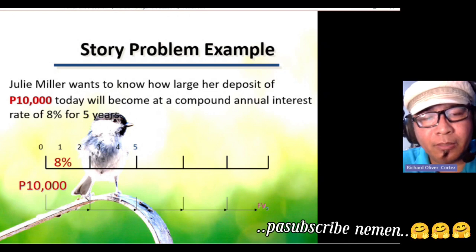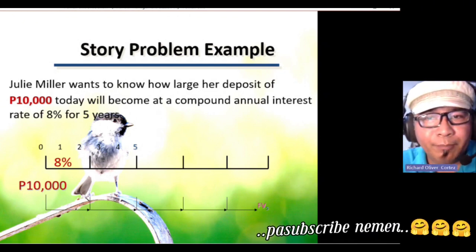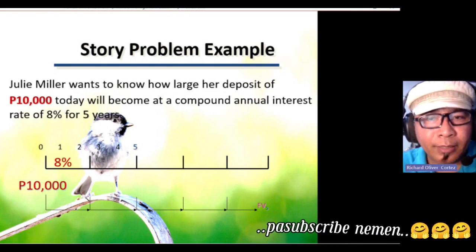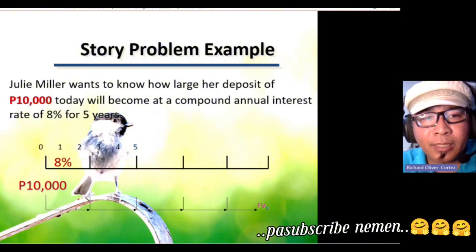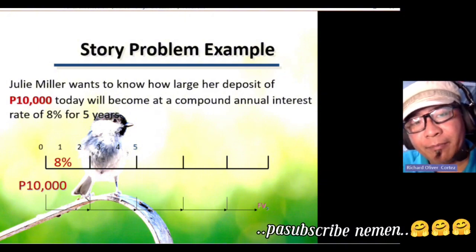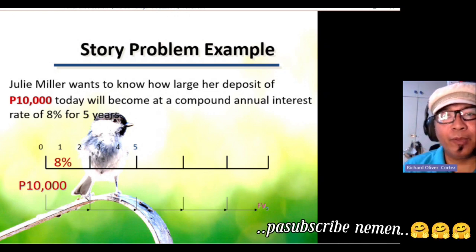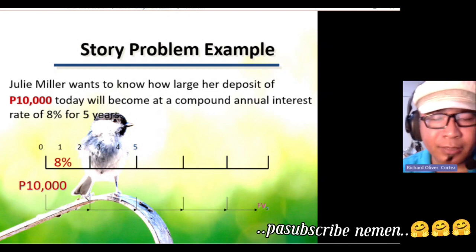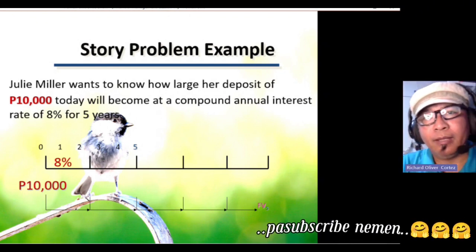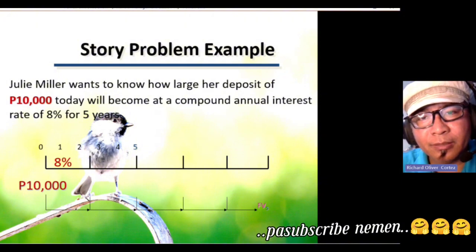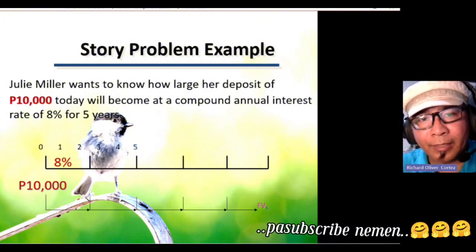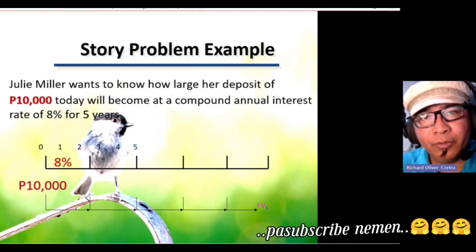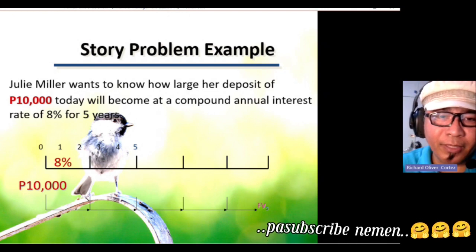Sabi ni Julie Miller, meron siyang 10,000 pesos. And she's going to deposit the 10,000 in a bank sa loob ng 5 taon. Then the interest rate given is 8%. Okay? To be compounded annually, 8% per year, and it will run for 5 years. No? Magkano ang pera ni Julie after 5 years? No? Magkano na? 10,000. Siyempre, lalaki, di ba? Kasi nag-invest nga sa bangko. Pero ang tanong, how much is the compound amount or the future value ng kanyang 10,000 in 5 years time?